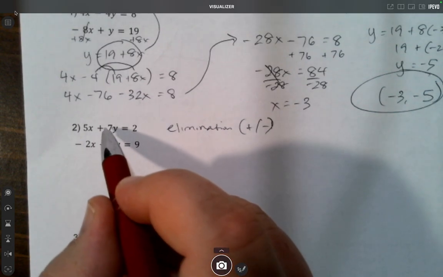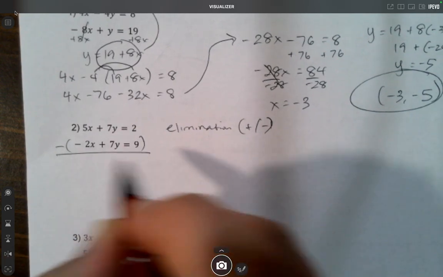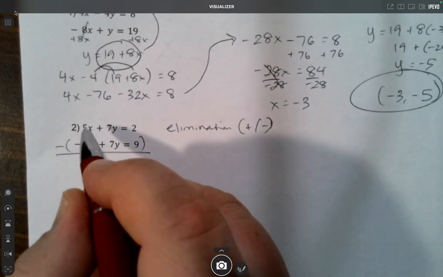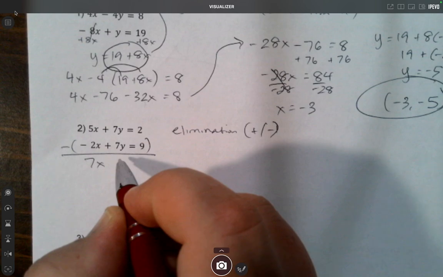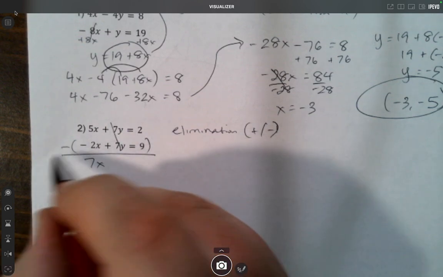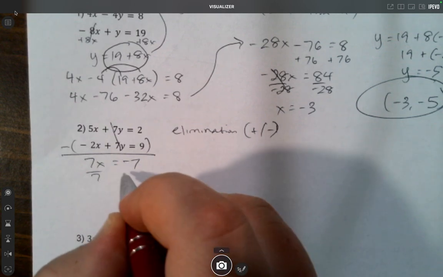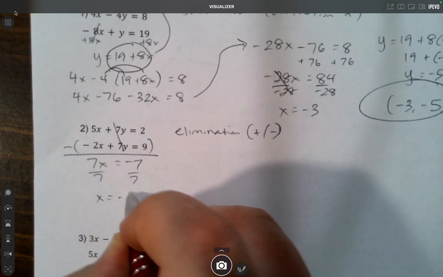So when they have the same signs, I subtract the equations. So 5 minus a negative 2 is really 5 plus 2. Give me 7x. 7 minus 7 is 0. Those are eliminated. 2 minus 9 equals negative 7. Then I divide both sides by 7, and I get x equals negative 1.